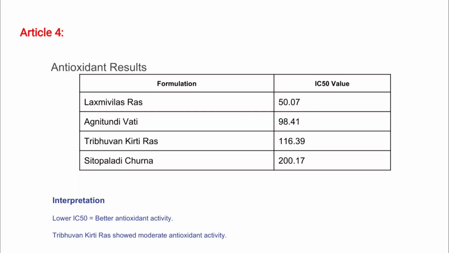Results of this study, reducing power: among all formulations Lakshmi Vilas Ras shows highest reducing power, strong antioxidant potential. And in the second method, all formulations show antioxidant activity, and here the IC50 values observed are in the chart. Lakshmi Vilas Ras IC50 value 50, Agnitundi Vati 98, Ajmodadi Churna 105, Tribhuvan Kirti 116, Sitopaladi 200. Interpretation of this result: since lower IC50 means better antioxidant activity, the study suggests best antioxidant activity.